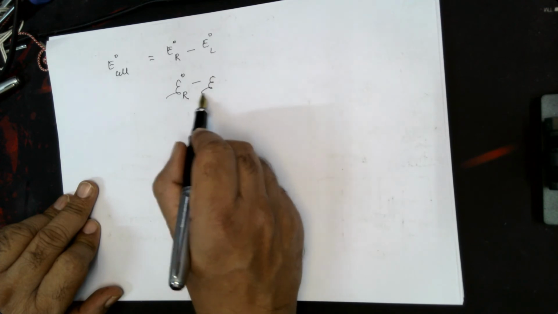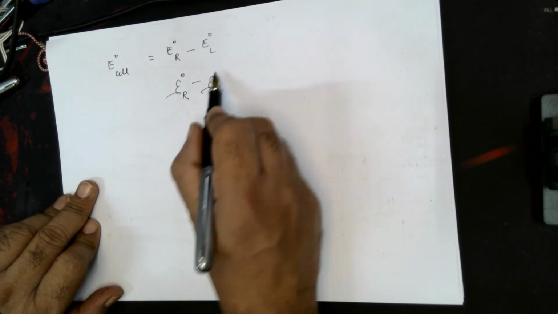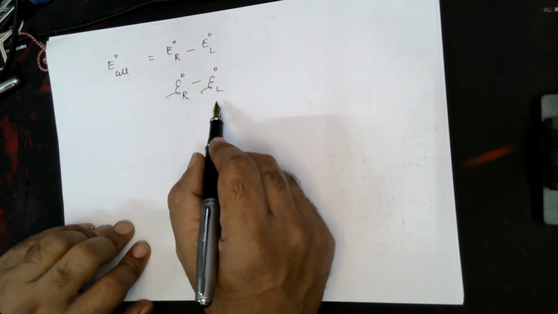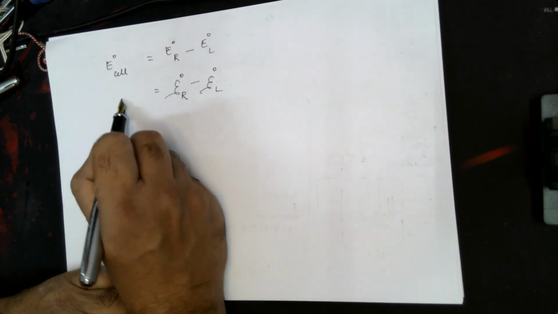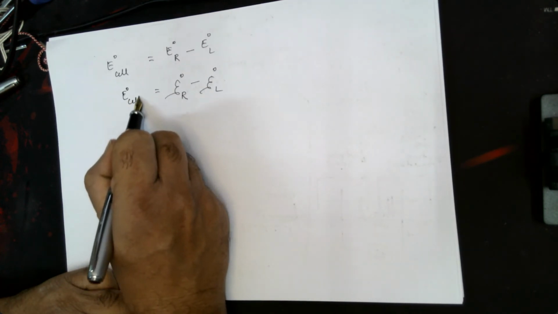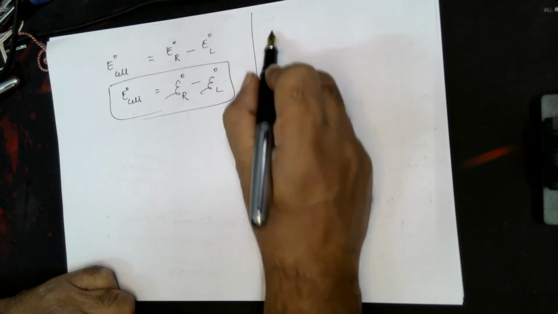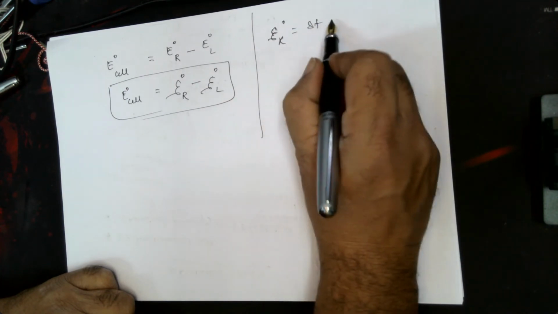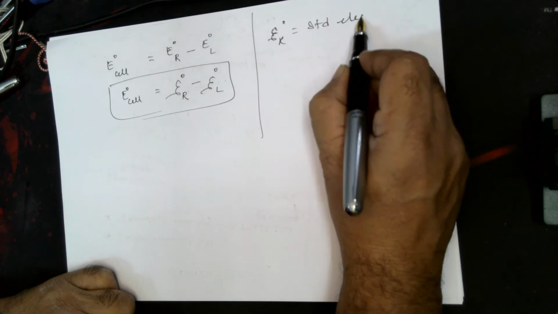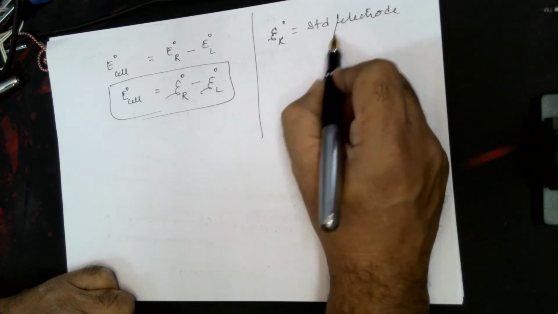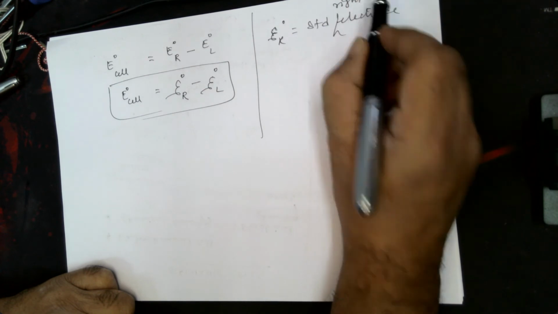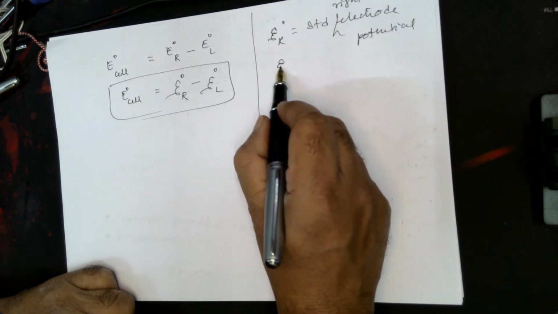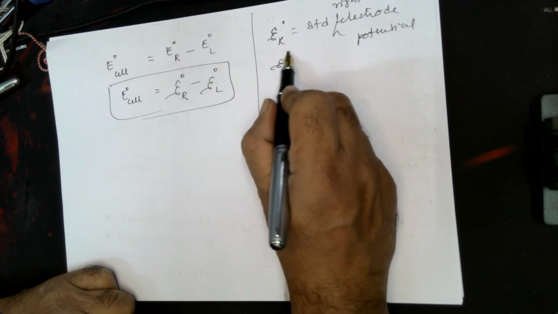Minus, what is this? Standard electrode potential of right electrode minus standard electrode potential of left electrode results in E naught, the cell EMF. So E naught is the standard cell EMF, this is the standard right electrode potential, and this is the standard left electrode potential.